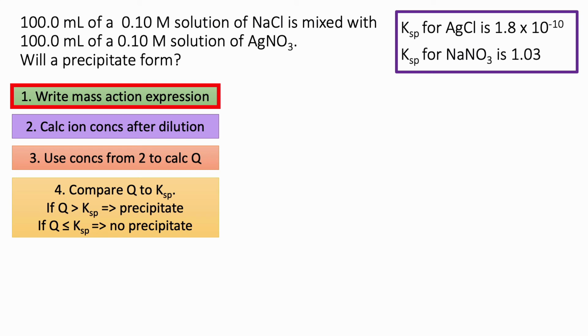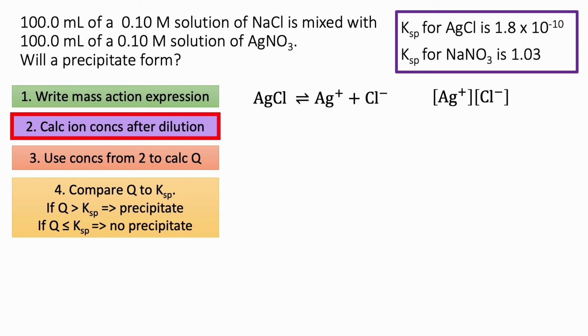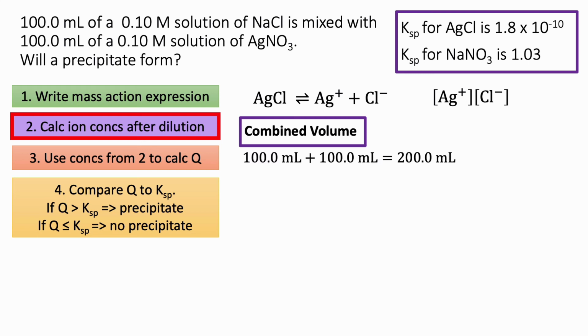So let's write a mass action expression for AgCl. Here is our balanced chemical reaction. And so our mass action expression is just going to be the silver concentration times the chloride concentration. Our second step is to calculate the ion concentrations after dilution. There are a few things we have to calculate in order to do this. The first thing is, after we put our solutions together, what will the combined volume be? Well, we have 100 mL of sodium chloride solution and we have 100 mL of our silver nitrate solution, so that's going to give us a total of 200 mL after we combine them.